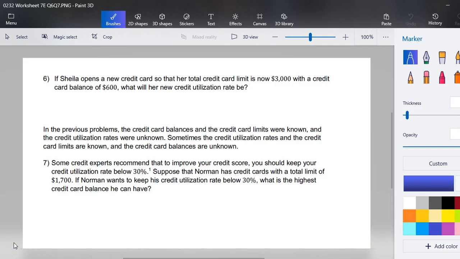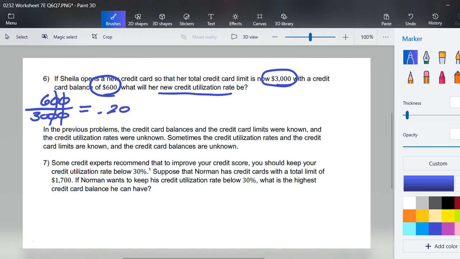Moving on to number 6. If Sheila opens a new credit card so that her total credit limit is now $3,000 with a credit card balance of $600, what's this new credit utilization rate going to be? Now she has 600 out of her 3,000. We can play around with some of the zeros, and we're going to get 6 divided by 30 and multiplied by 100. I'm getting 0.2 or 2/10 times 100, and I'm getting that the new rate would be 20%.